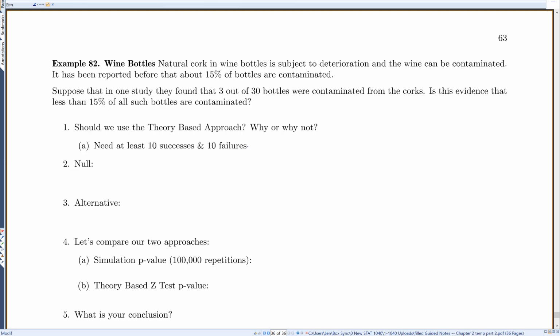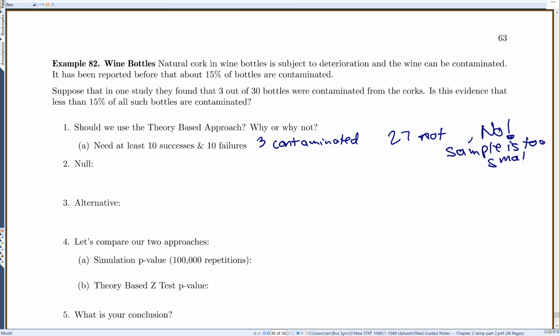Well, first of all, should we use the theory-based approach? Why or why not? So remember, we need at least 10 successes and 10 failures. So we have 3 contaminated and 27 not. So we have 27 failures, but we only have 3 successes. So no, we should not use the theory-based approach. My sample size is too small. So either we're going to be skewed or we're just not going to be filled in. Either way, our theory-based approach is not going to be accurate.